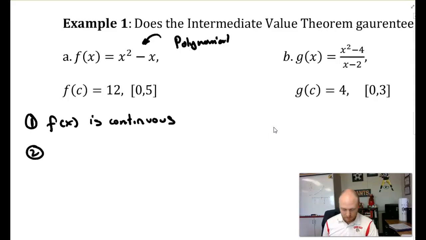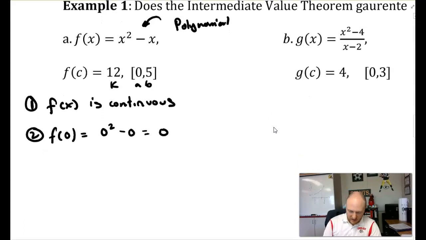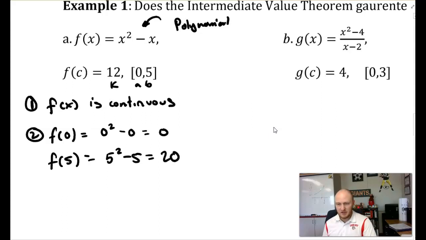Condition number two, does my k value, which here is f of c equals 12, live between the y values of a and b? Okay, f of a and f of b. So here's what we have to do. This is step two. What are your endpoints? So I'm going to say, okay, what's f of 0? I plug this into my function. 0 squared minus 0, that is 0. Okay, what's f of 5? 5 squared minus 5, this gives us 20.